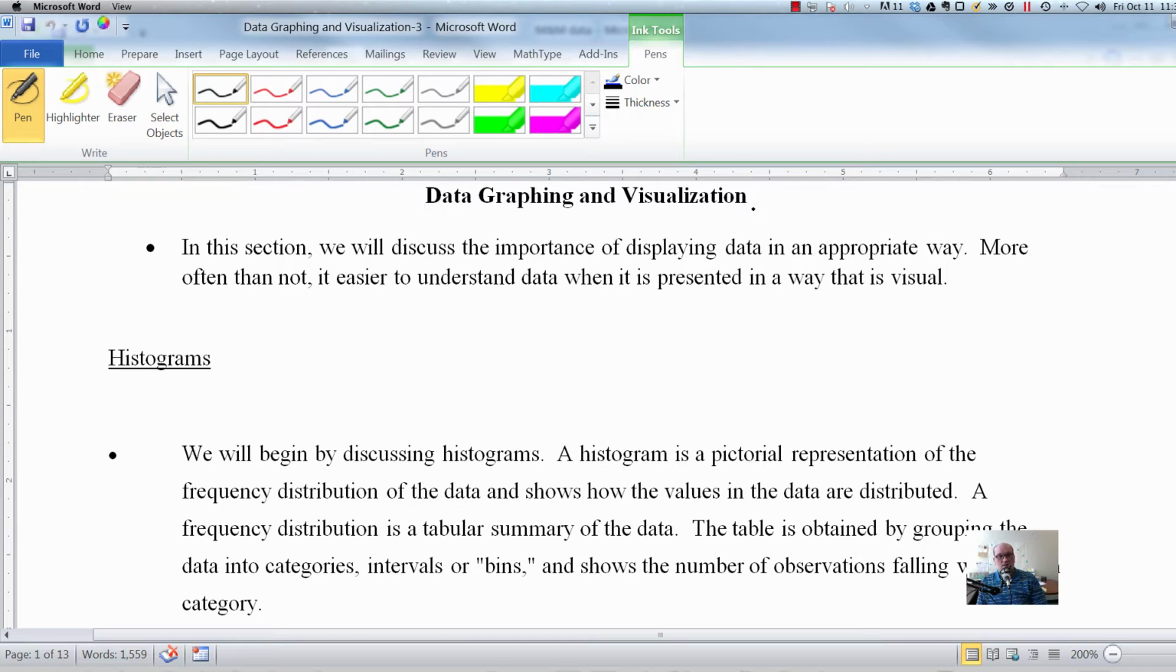Okay, hey class. Let's go over these notes, data graphing and visualization. All right, so here we go. In this section, we will discuss the importance of displaying data in an appropriate manner.